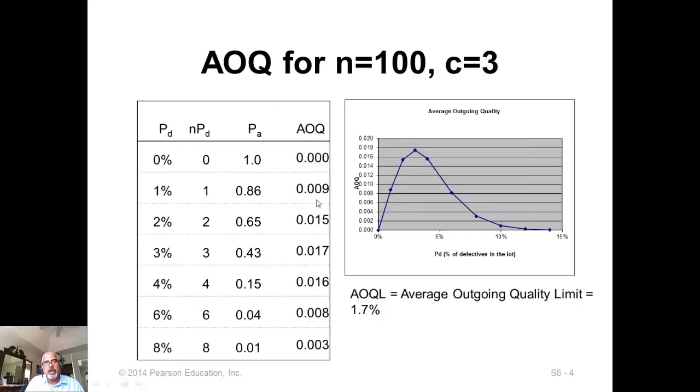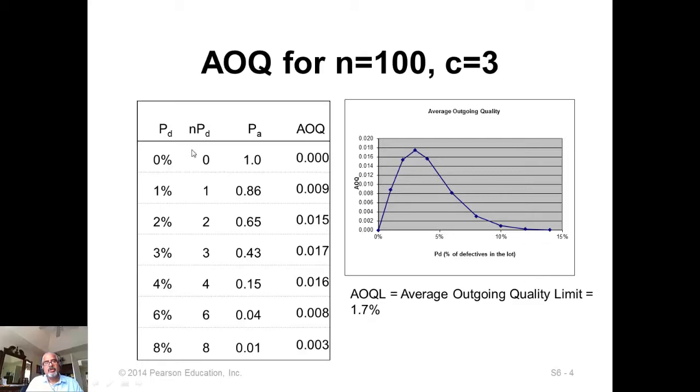Now you compute AOQ for a range of P sub Ds. I have used 0 through 8% here. Then you plot that, and this is what the plot will look like. The AOQ, the average percentage of defective parts that will get through, will climb as P sub D increases, but beyond a certain level, more and more of the lots will get rejected and will be subjected to 100% inspection. So the average percentage of defective parts getting through will start to decline.